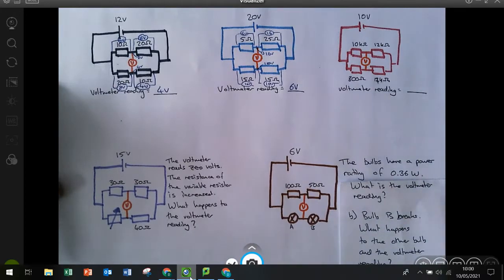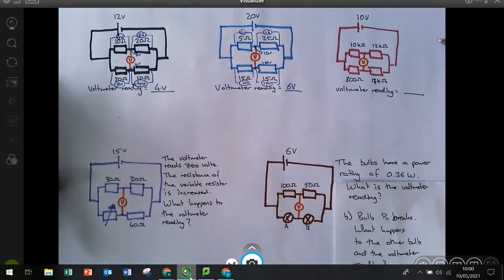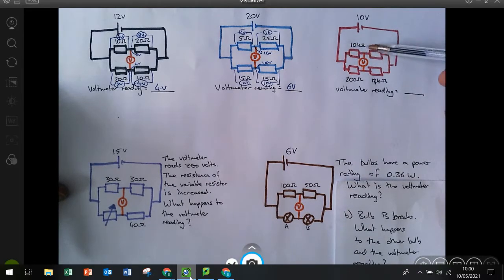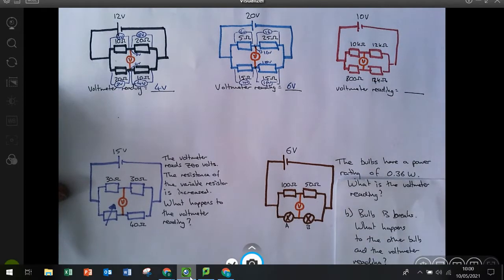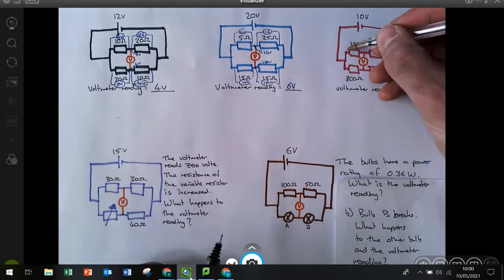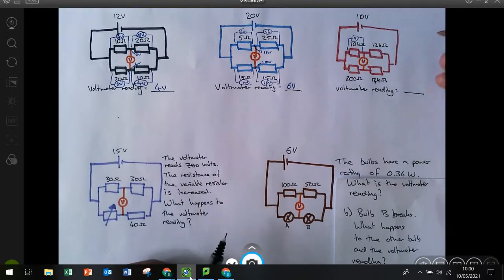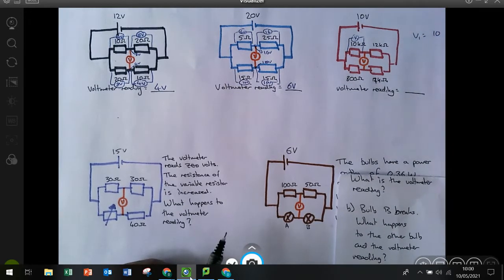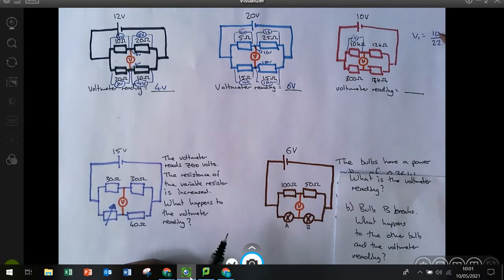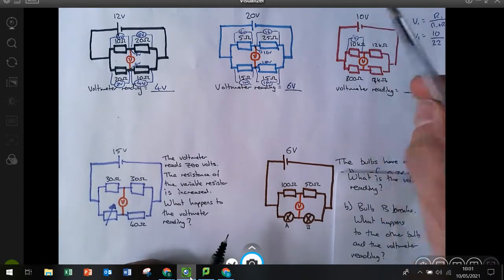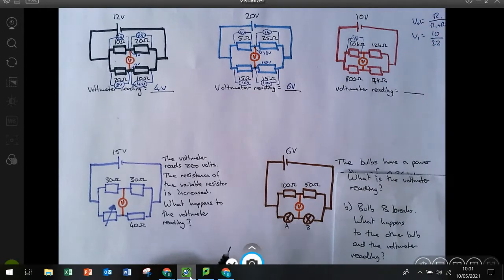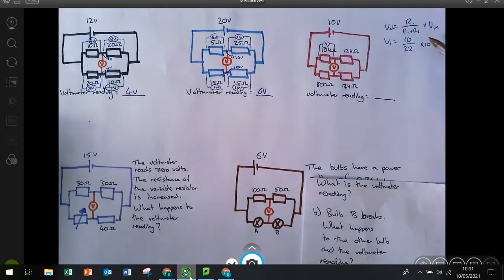In this circuit here, the numbers are a little bit more confusing, but the idea is exactly the same. What's the potential difference across this one, across this one, across this one, across this one? So you might want to use the potential divider formula. If we want to work out this V1, we could say that V1 equals 10 over 22 times 10. So that is R1 over R1 plus R2 times V in, which is 10 volts. Maybe we say this is V out. That is how it's usually written on a formula sheet.